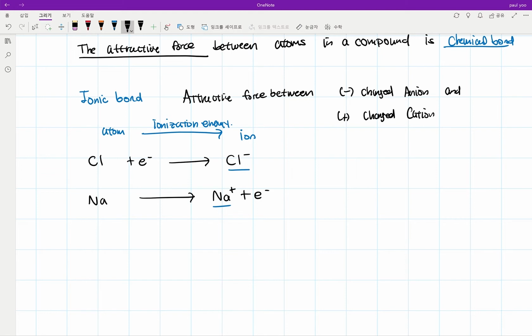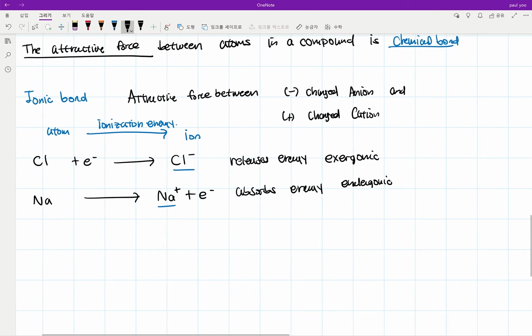So when chlorine becomes chloride ion, it releases energy, and in this case we call it exergonic. When the sodium atom becomes sodium ion, it absorbs energy, and it's endergonic. How much energy the chlorine releases when it becomes an ion is about negative 349 kilojoules per mole. And the sodium ionization energy is 496 kilojoules per mole.